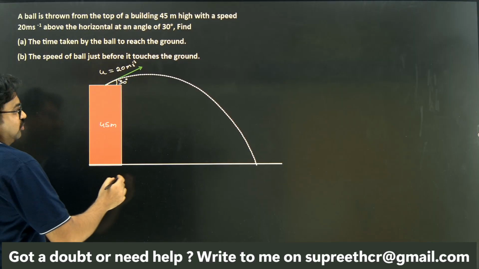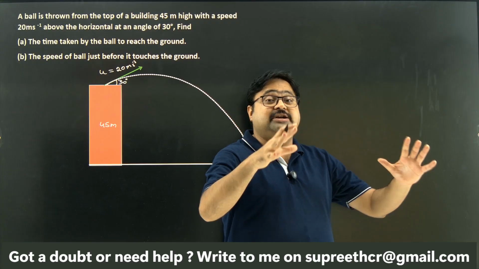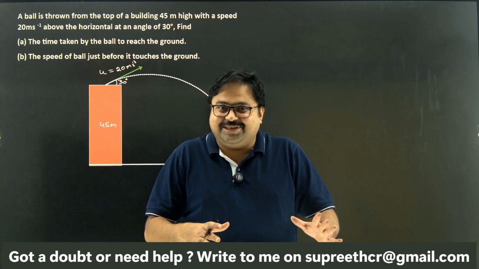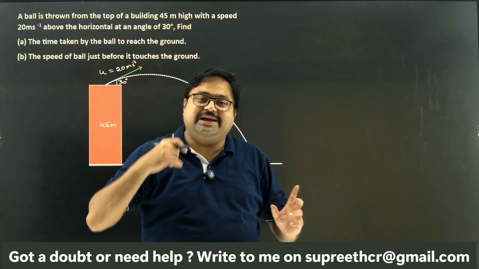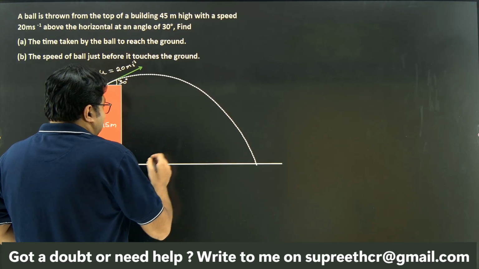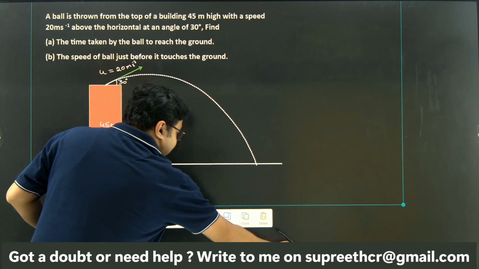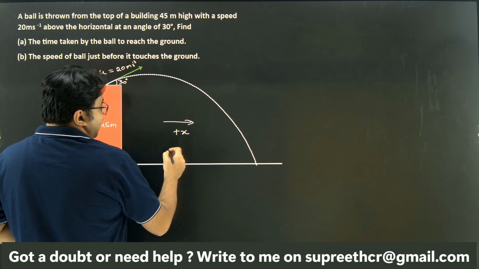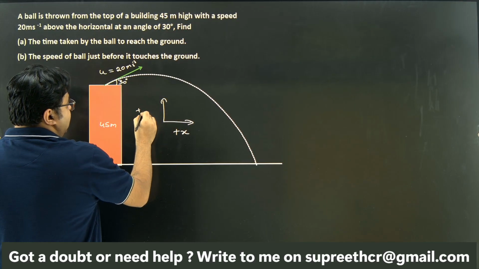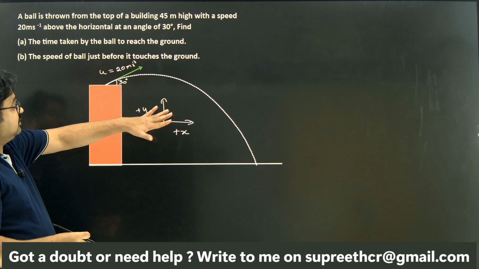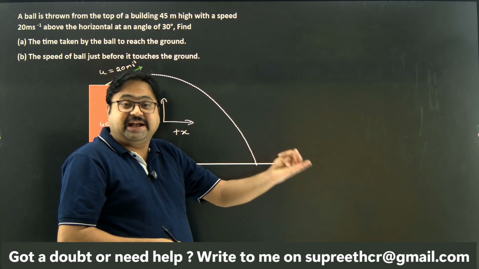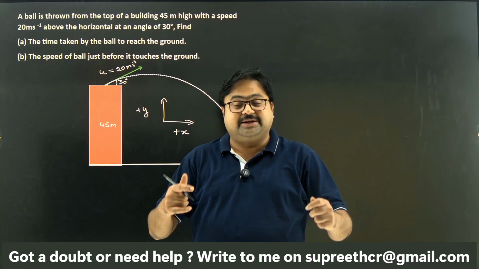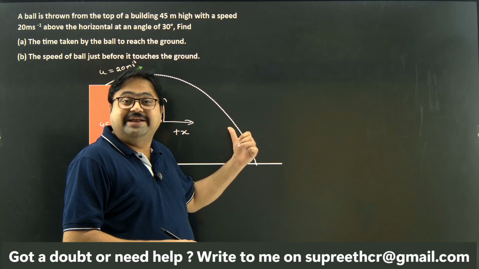Dear friends, the first thing that you need to do is find a proper sign convention. For that, you will have to get your origin. And once you have the origin, you can decide the directions of the coordinate axes. Let's assume that the right side is positive x axis, and the upward direction is positive y axis. All the vectors that we are going to write, namely displacement, acceleration, initial velocity, and final velocity, will be written according to these coordinate axes.